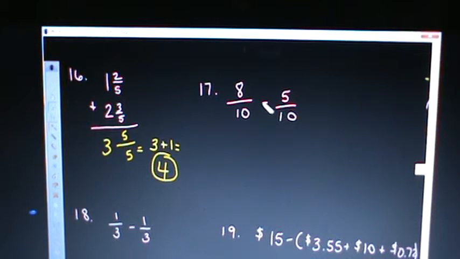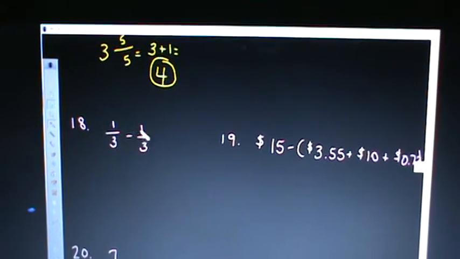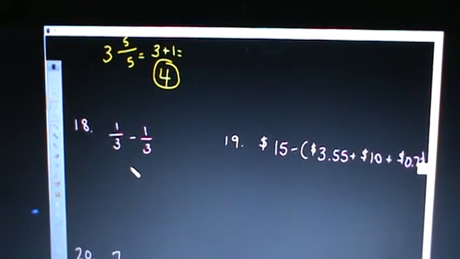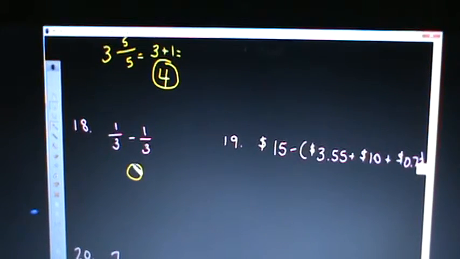17. 8/10 minus 5/10. In subtracting, my denominator stays the same as 10. Now 8 minus 5 is 3. I cannot reduce down 3/10. That is its smallest form. So my answer is 3/10. 18. 1/3 minus 1/3. If I have a third of a pie, I ate that third of a pie, I have 0 left.